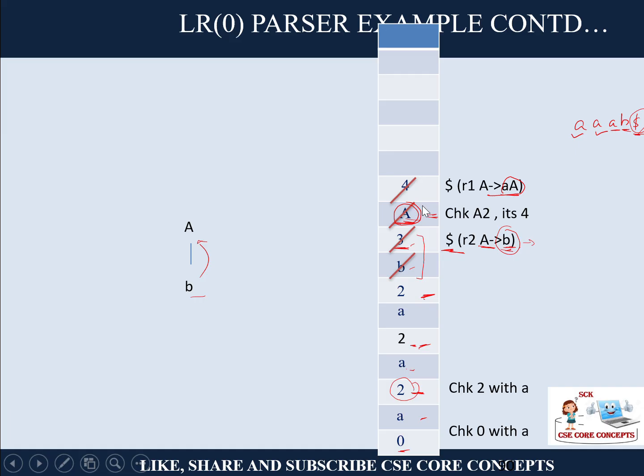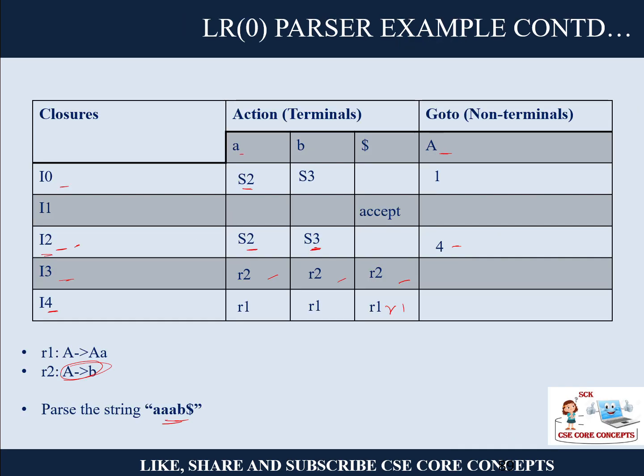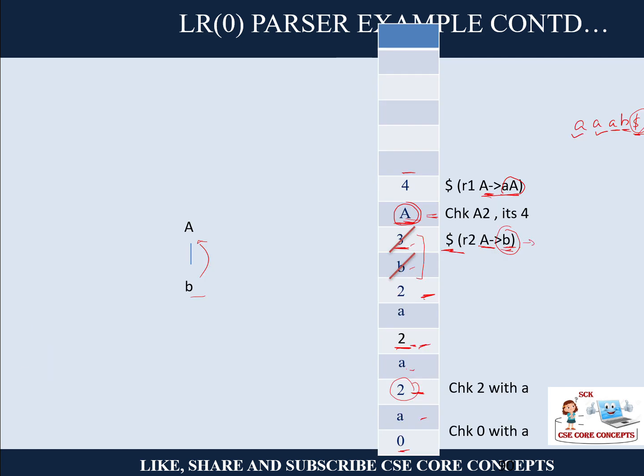So 4A, 3 and B were already popped, right? So we will pop out 2 and A. Now, what is the situation here? What are you reducing it to? You are reducing it to capital A. So that you have to add to the stack. Now you have to check the position of A and 2. Let's see the position of A, second closure, and A, that is 4. Okay. So again we have to write down here 4A and 4.